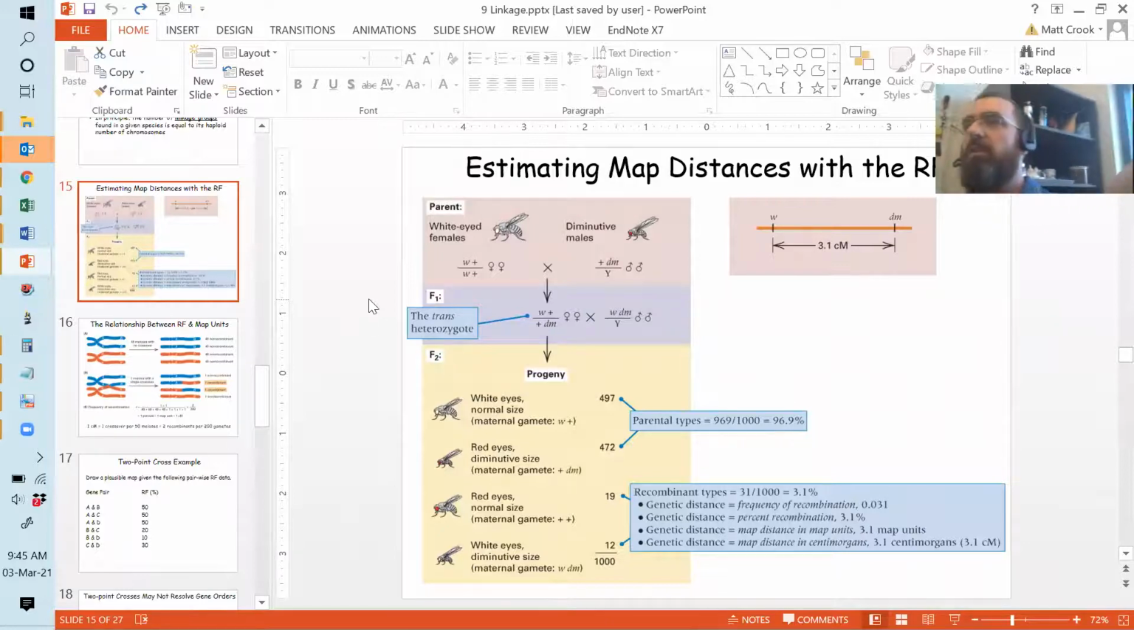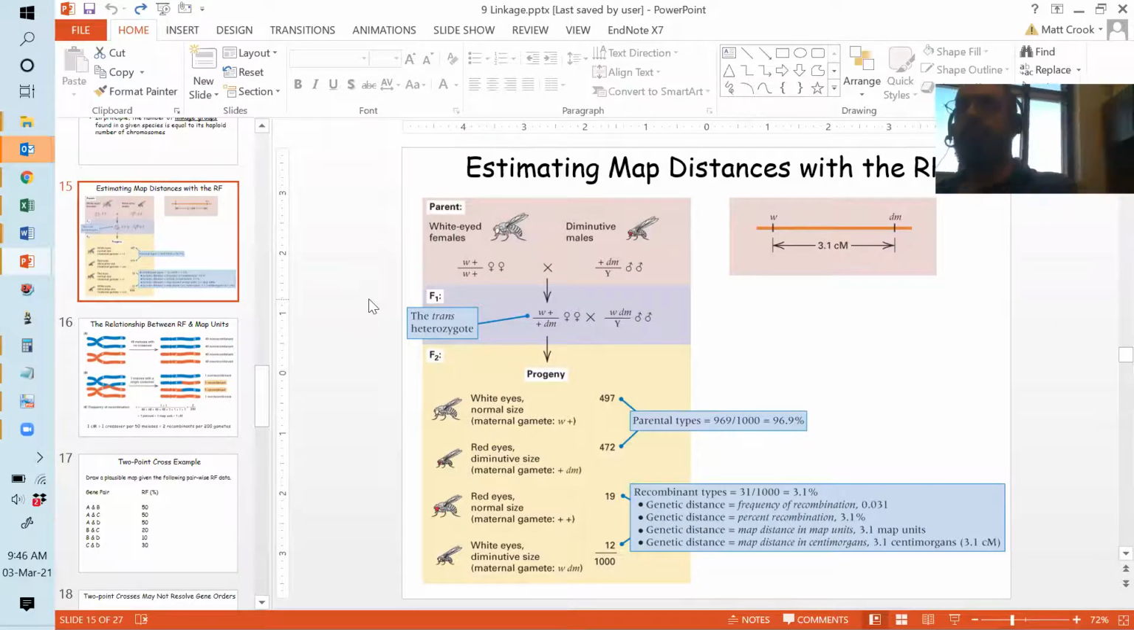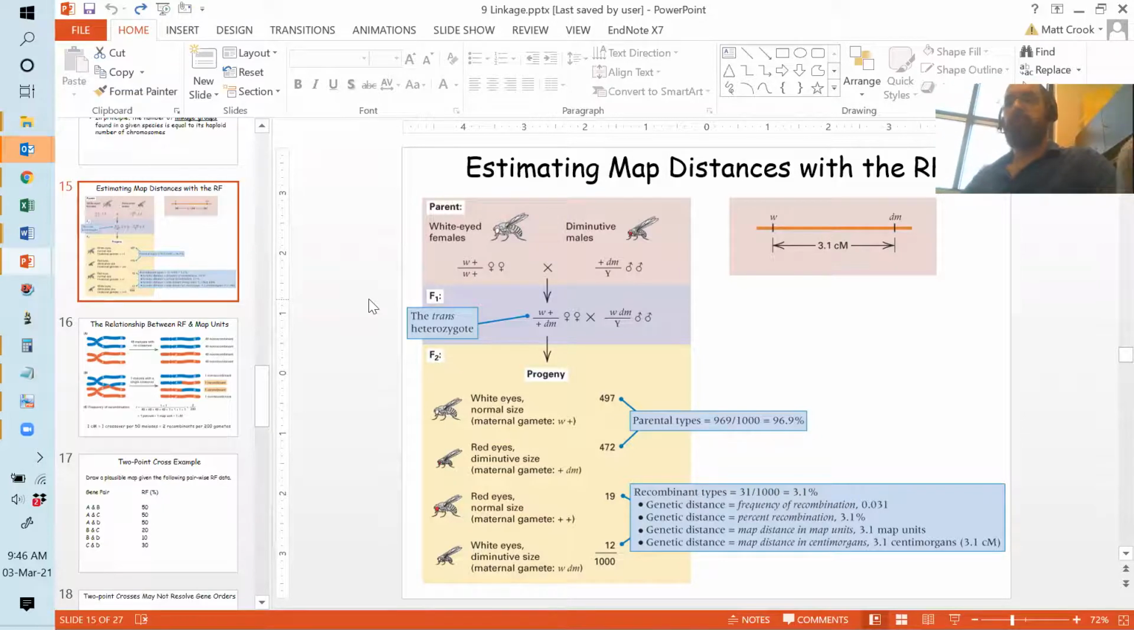Which genes are closer together? These ones that we're looking at now. Sorry again? They're closer together. Which ones? The white eyes and normal size, and then the red eyes and diminutive size. Yeah, so those are phenotypes, remember. So the genes we're talking about are the white and the DM. White and the DM. Right, exactly.